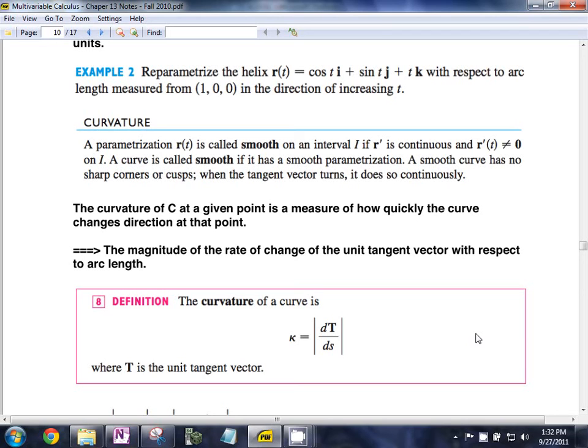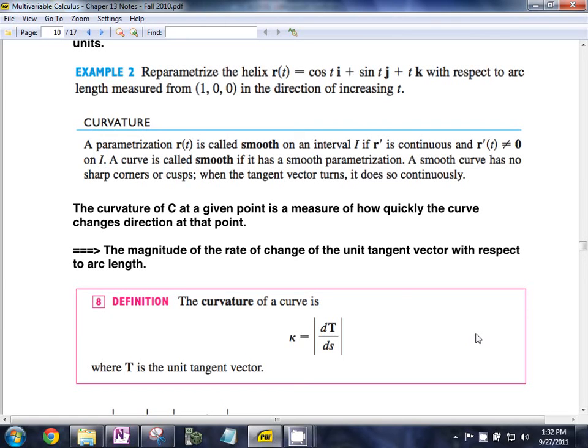The curvature of C at a given point is a measure of how quickly the curve changes direction at that point. Why isn't this as simple as just taking one derivative? You have several dimensions. Instead of just going up or down, this thing could be going up and over, to the left or the right. It is the magnitude of the rate of change of the unit tangent vector with respect to the arc length.